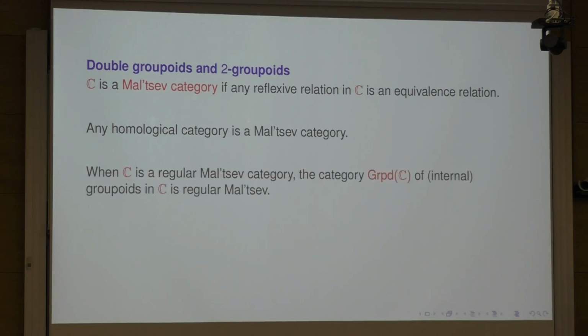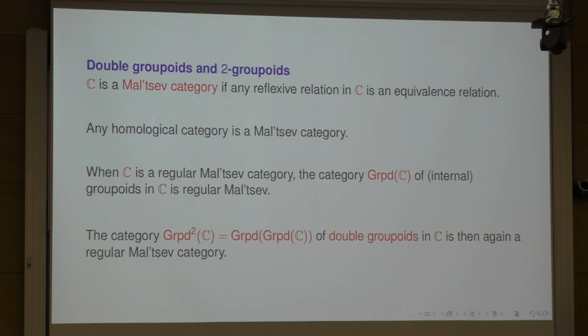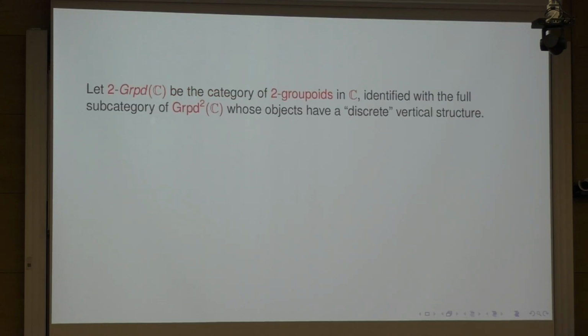Now, when C is a regular Maltsev category, the category of internal groupoids in C is again regular Maltsev. This is very different from sets, because groupoids is not a regular category in sets. But if the category C is regular Maltsev, then the regularity survives to the internalization. So you can iterate this and take double groupoids in C, which will be again a regular Maltsev category.